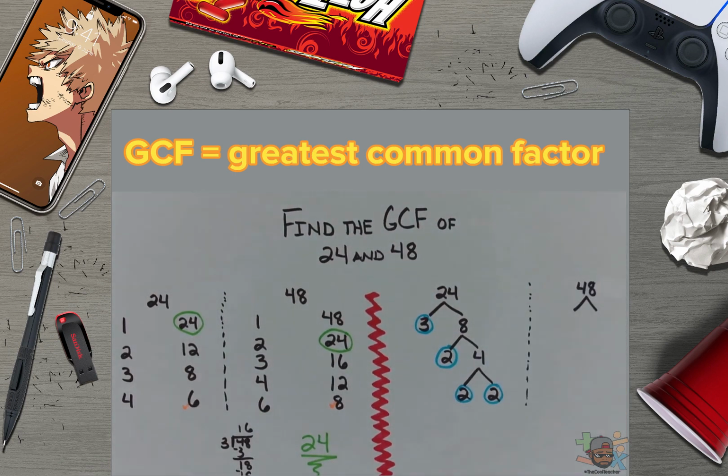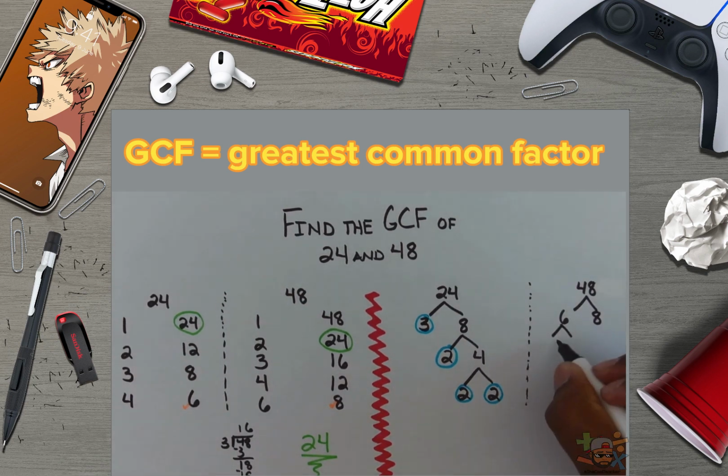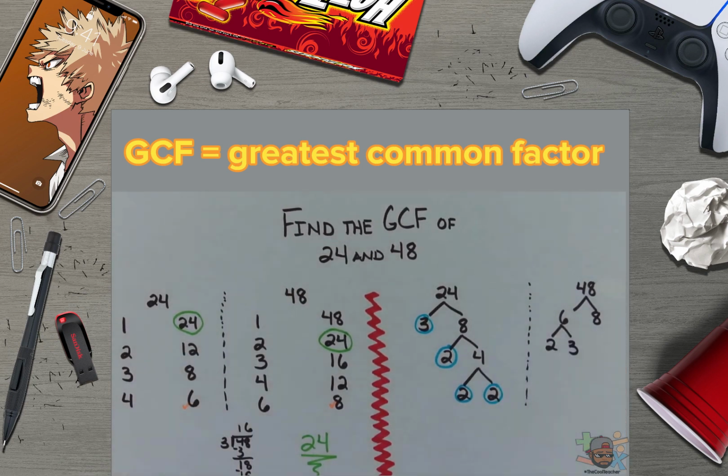What two numbers multiply to give us 48? Well, I have 6 and 8. None of those are prime, so I gotta keep breaking both of those down. Let's do the 6 first. What multiplies to give us 6? 2 and 3. Both of these are prime, so I'll circle both of these. What numbers multiply to give us 8? Well, I have 4 and I have 2. 2 is prime, so I'm gonna circle it. And what multiplies to give us 4? We already know that from over here. 2 and 2. Both prime, so I'll circle those.